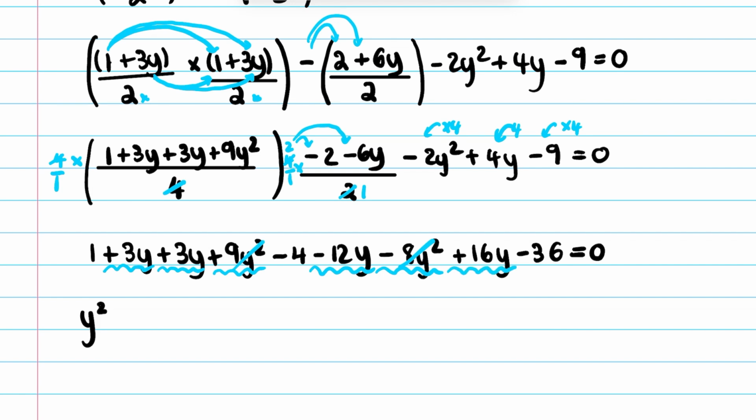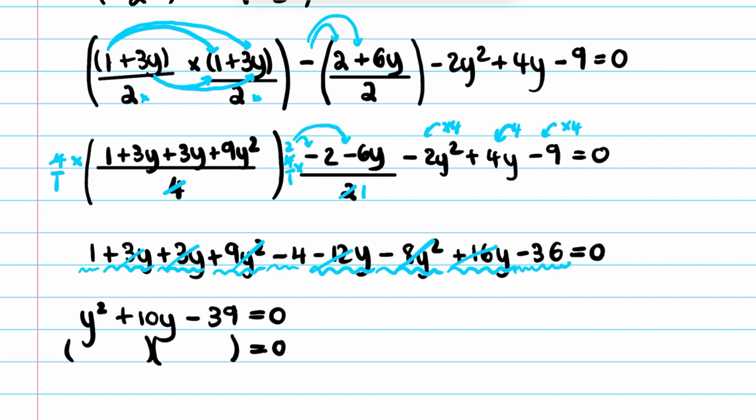And that's going to give you plus 3y minus 12y plus 16y. That's going to give you positive 10y. Cross them out because you have used them. And now you have 1, negative 4, and negative 36. That is going to give you minus 39, and that's equal to 0. Also, now I can factorize.